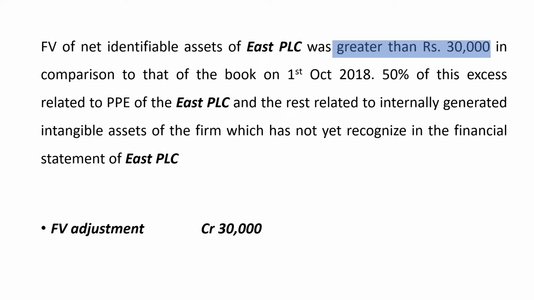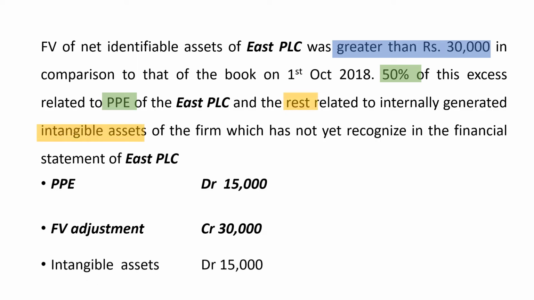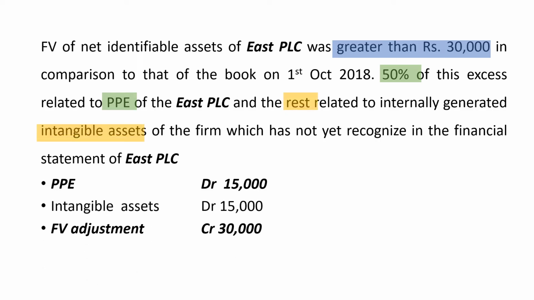Then 50% we are going to transfer to the property, plant and equipment, which means 15,000. Then it says the rest is related to internally generated intangible assets. Therefore, the balance of 15,000 we are going to transfer into the intangible assets. So now you can see the double entry.